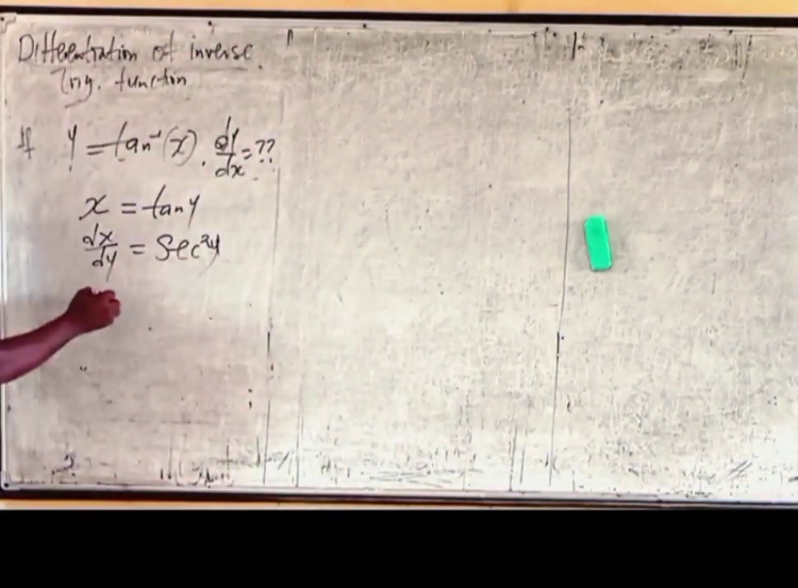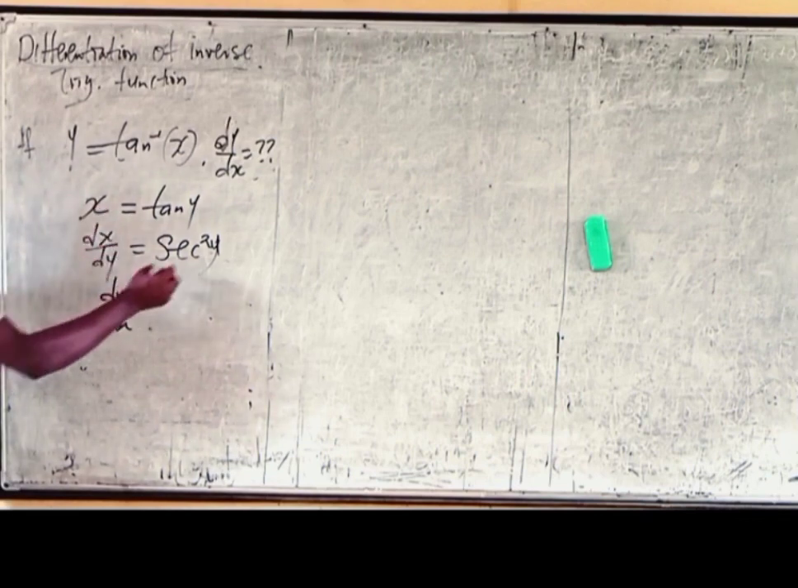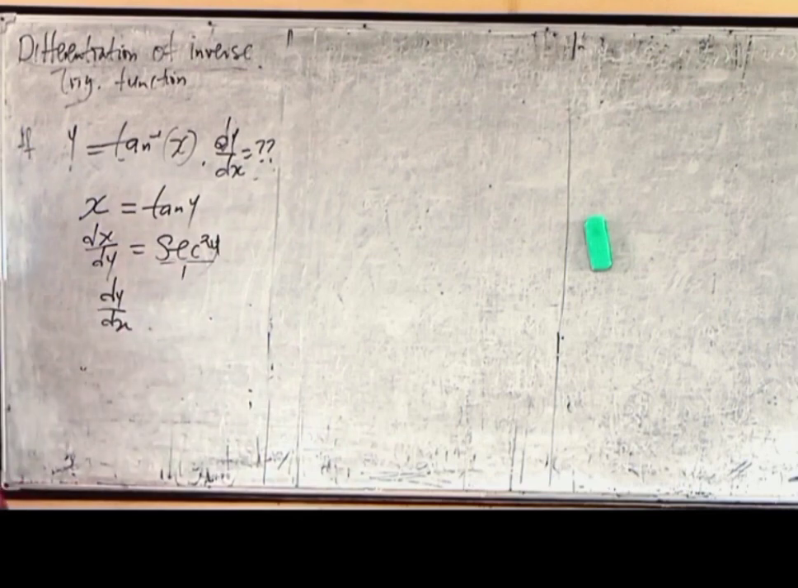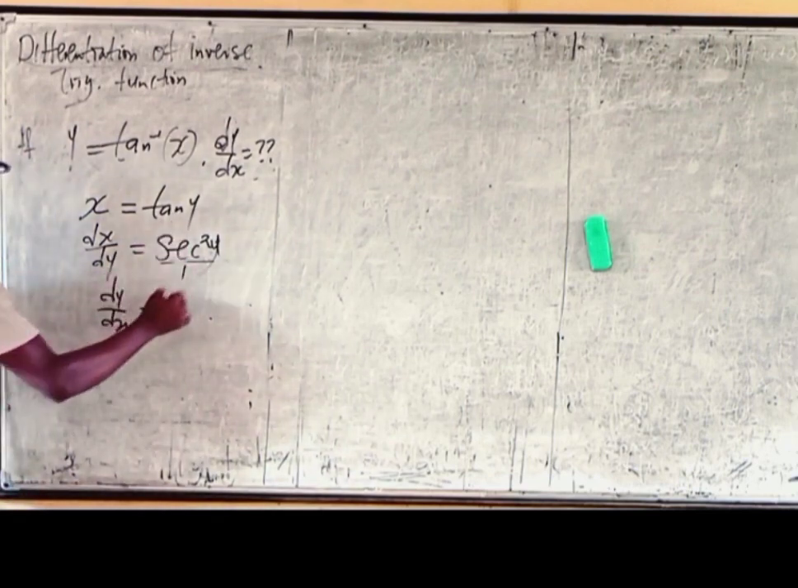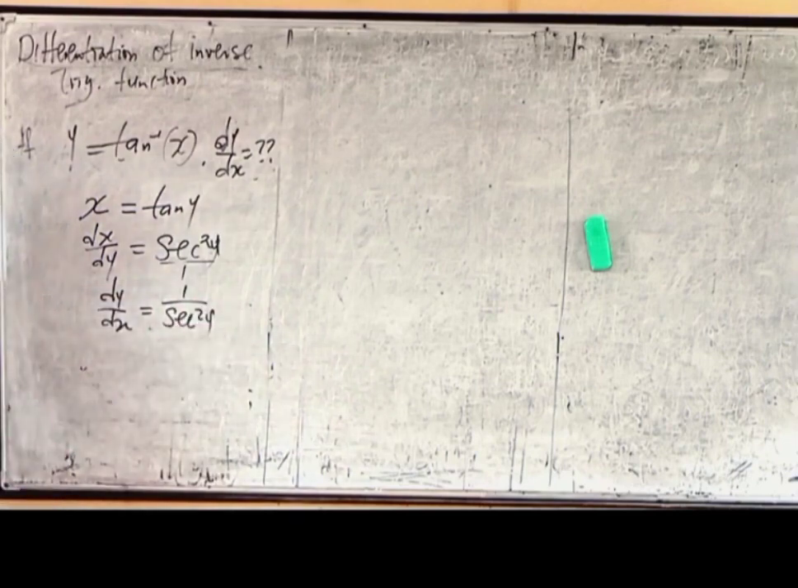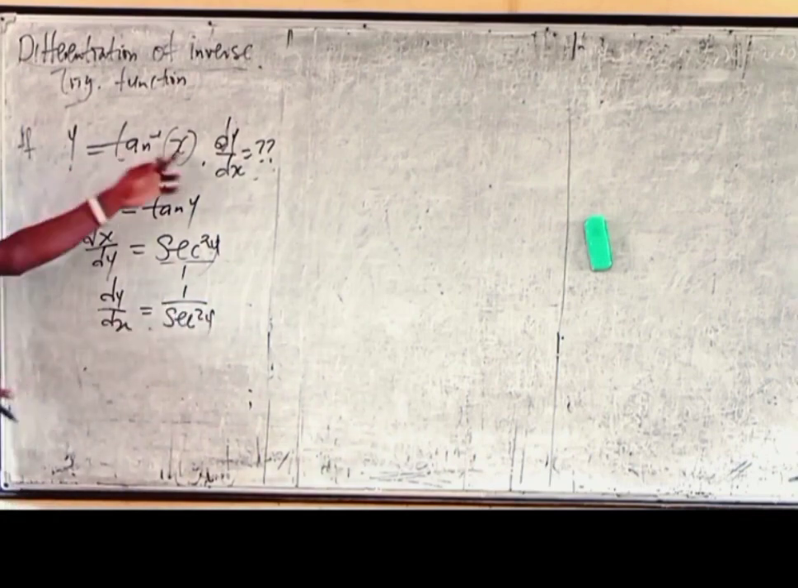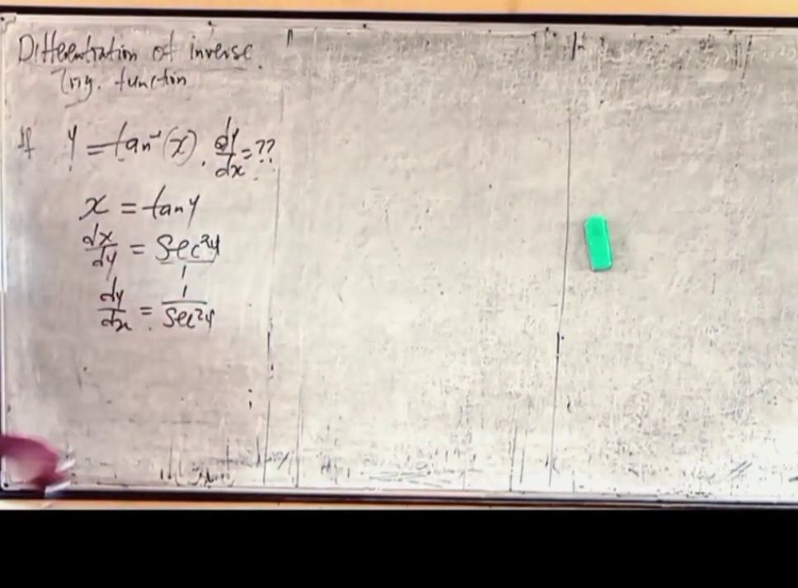So dy over dx, bringing dy up and bringing dx down. Remember this one can be said to be over 1. Bring this one up and bring this sec squared down. Then you're going to be having this. But look at it. The answer is a function of y, but the question is a function of x. So you're going to make sure the answer is a function of x.